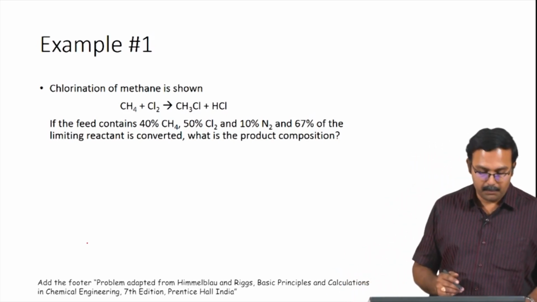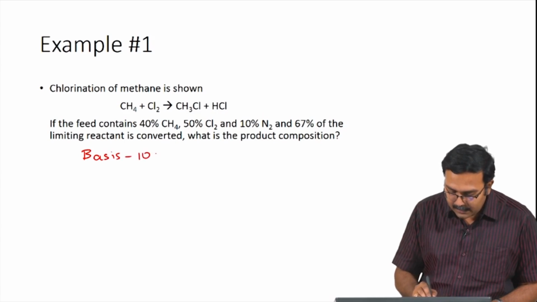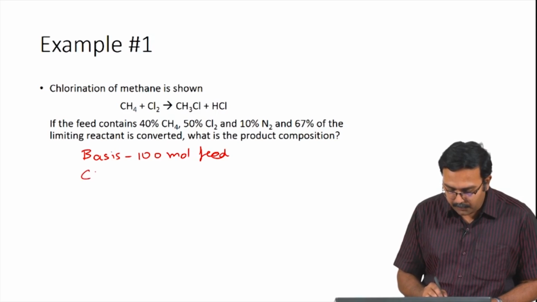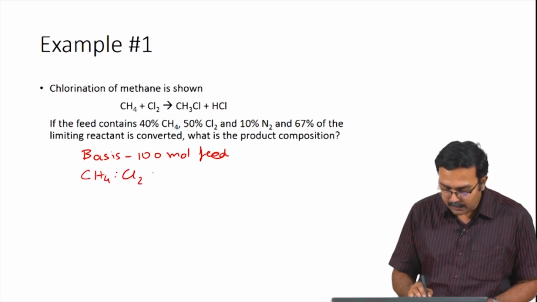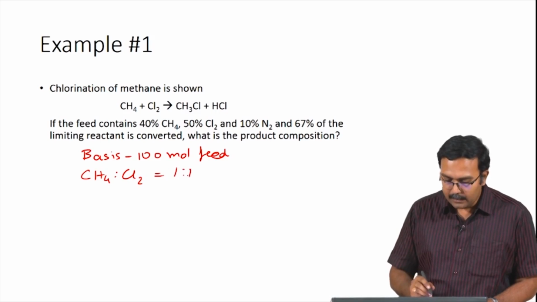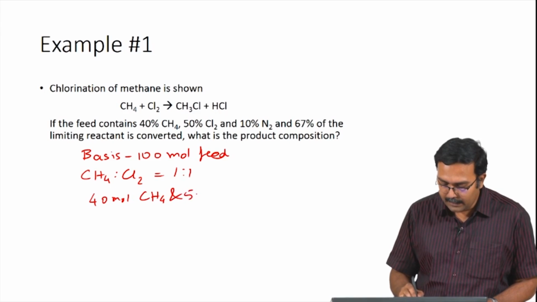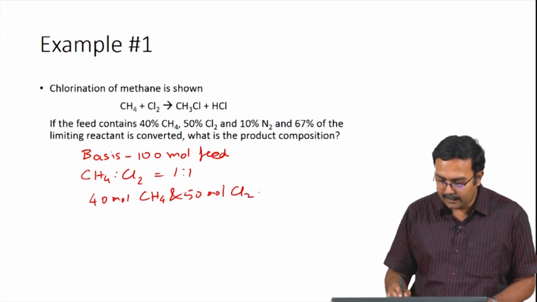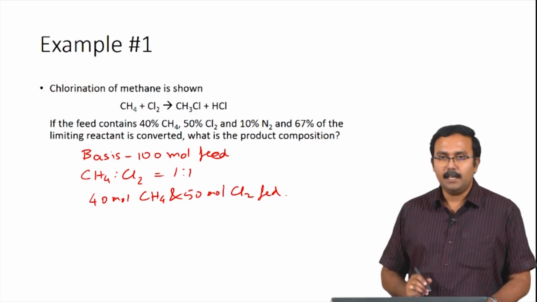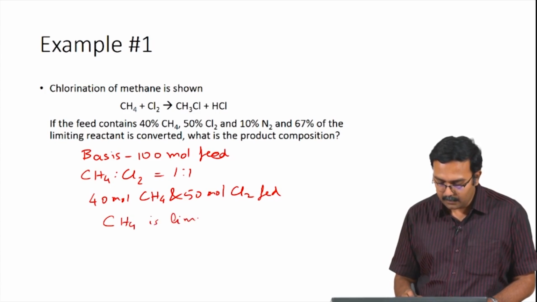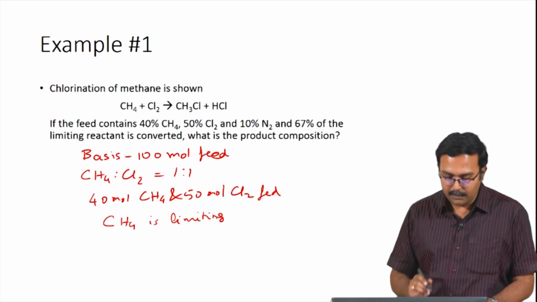So, let us start solving this problem. The basis is identified as 100 moles of feed, and we know that the stoichiometric ratio of methane to chlorine is 1:1. Based on the basis we have, we can calculate that 40 moles of methane and 50 moles of chlorine are entering into the system. So, this implies that methane is your limiting reactant, as it is provided at a lower stoichiometric amount.